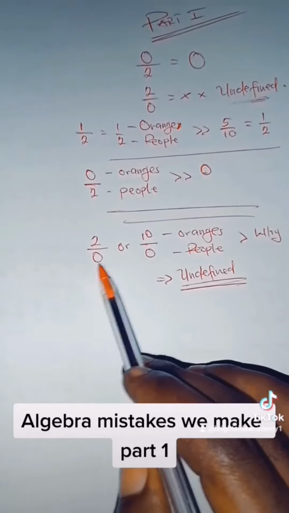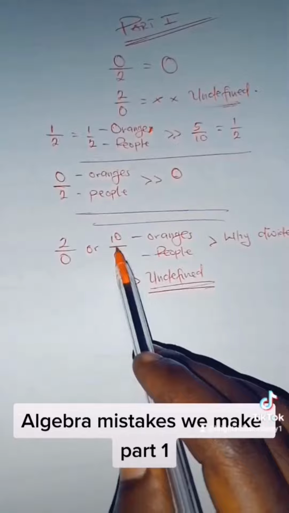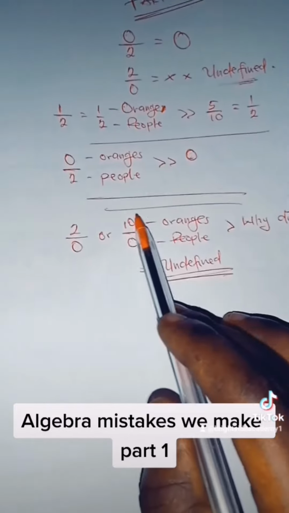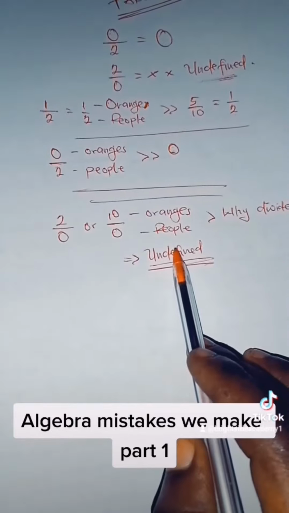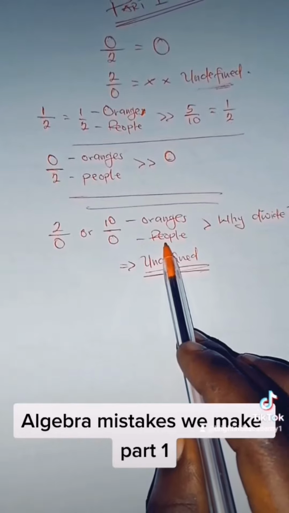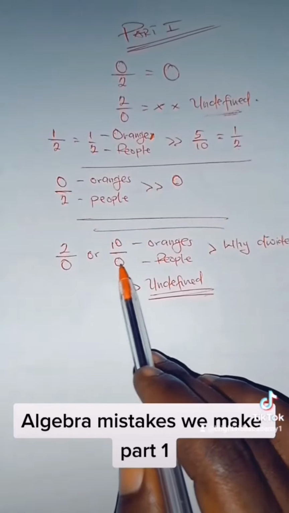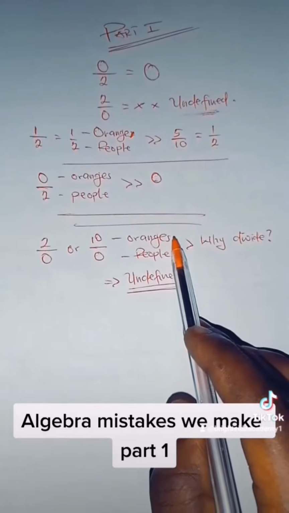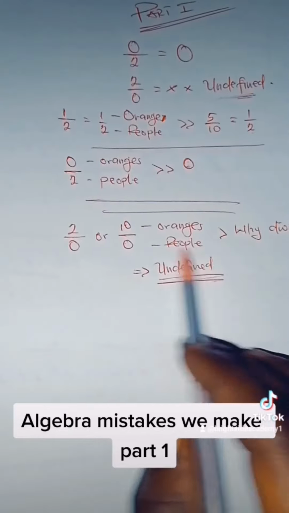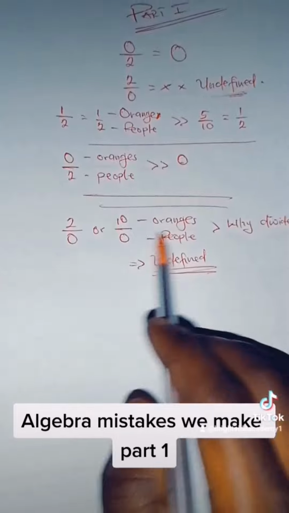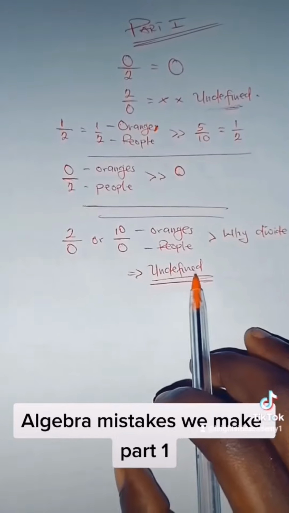But if you have 2 oranges and you are giving it to nobody, why would you divide 2 oranges if you are giving it to nobody? And so we say that it doesn't make sense. Or let's say you have 10 oranges divided by 0. 10 divided by 0 is undefined. Why undefined? Because you can't divide 10 if you are dividing it for nobody.